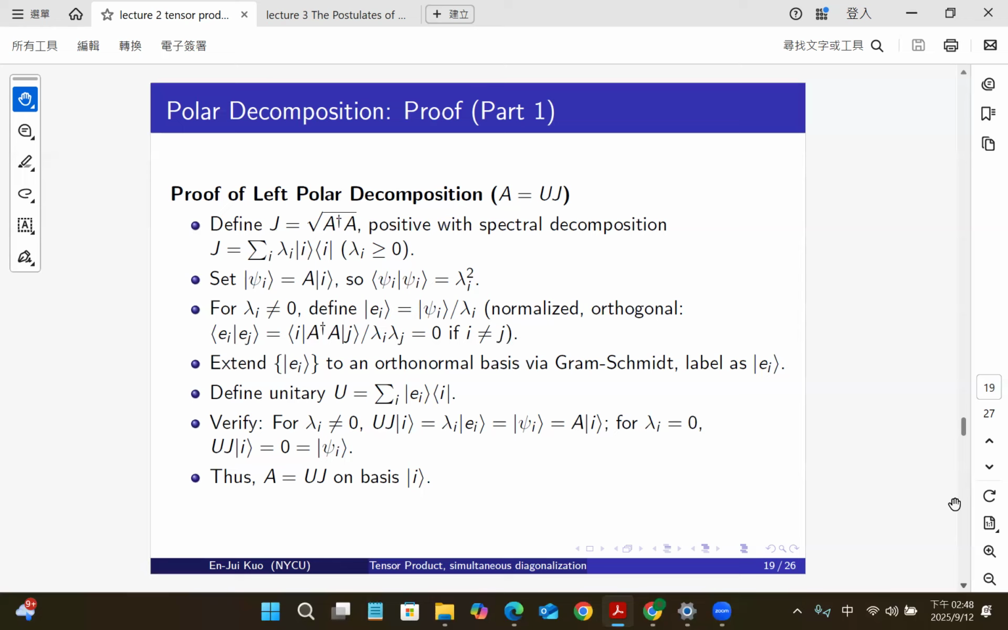And then the inner product of e i and e j will be the inner product of psi i and psi j divided by lambda i lambda j. But notice that spectral decomposition tells me that the i are orthogonal. So when i differs from j, these are zero, because these are eigenvectors of J. J is squared, so they share the same eigenvectors. So the e i also. So for lambda i non-zero, I get a set of orthonormal vectors.